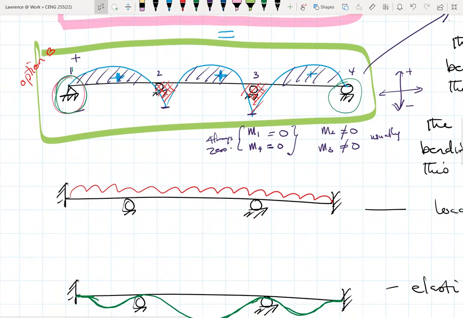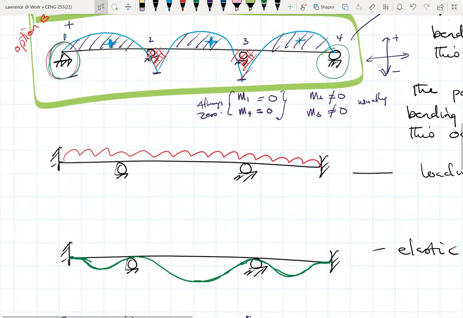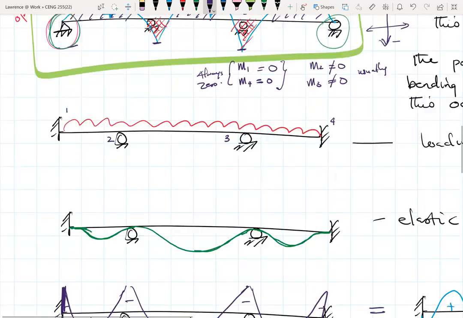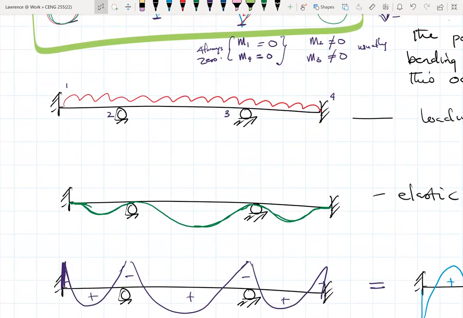Then we can also have the case whereby the supports at the ends, so again support 1, 2, 3, and 4, might not be pin supports, but fixed supports. If the supports at the ends are fixed supports, then there's a likelihood that the moments at all the supports, regardless of where they are positioned, will not be equal to 0.